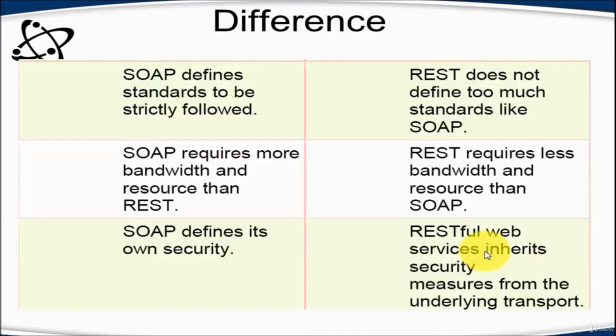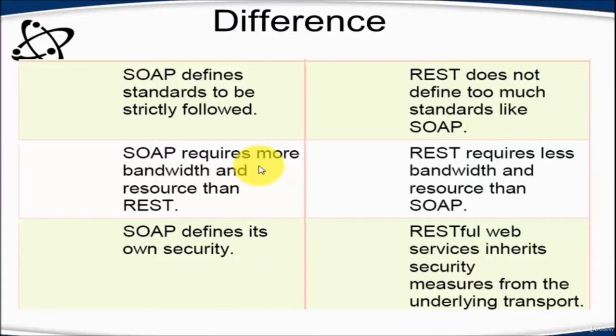SOAP is heavyweight, means the data transfer in request and response in case of SOAP services is much greater as compared to REST, means SOAP services need more bandwidth to transfer the data between client and server machine. REST services are lightweight, so they need less bandwidth to transfer data between the client and the server.